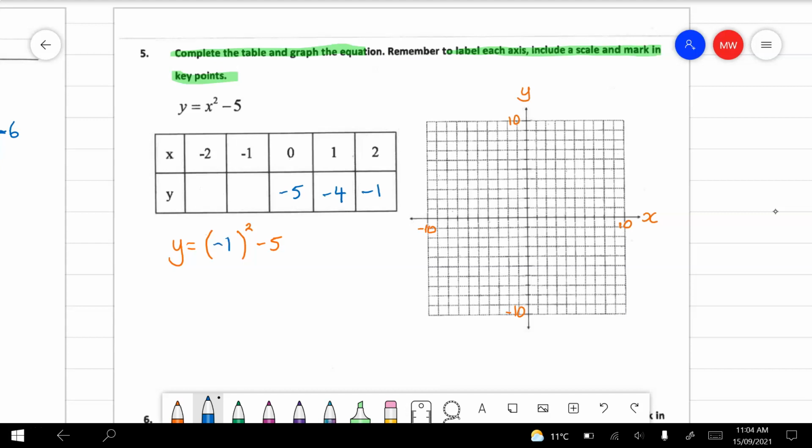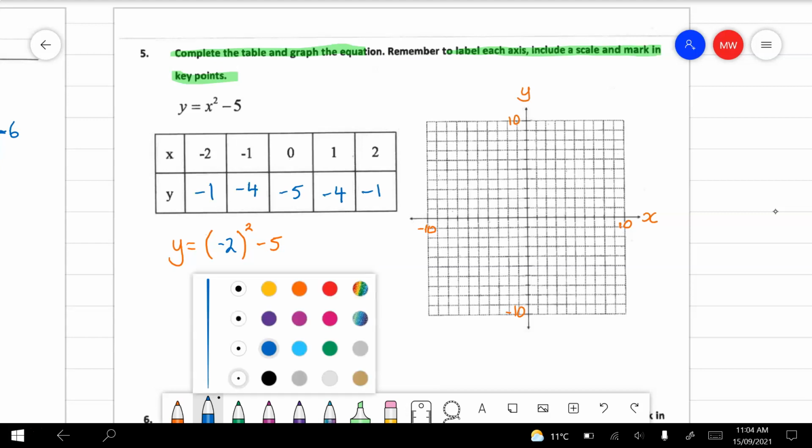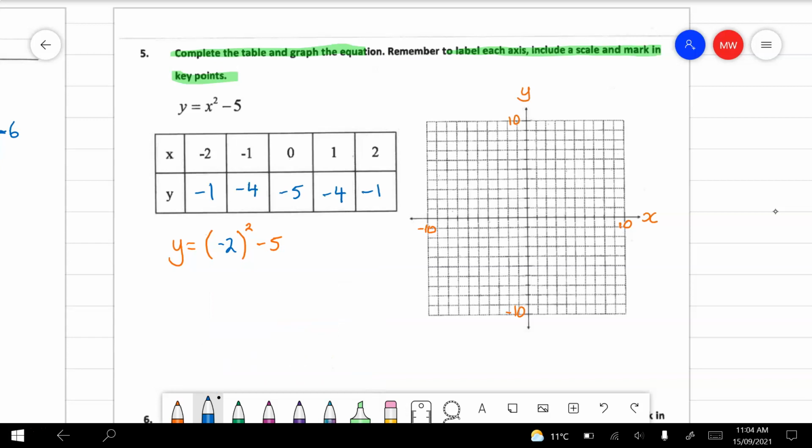But so I'm not lazy, let's put in minus 1. Minus 1 squared is 1, and 1 minus 5 is minus 4. And then if we make this a minus 2, squared is 4, and 4 minus 5 is minus 1. And now all I need to do is come over onto my Cartesian plane and plot this. So I've got 0, minus 5, like we already knew when it crossed the y-axis. I've got 1 and minus 4, and I've got 2 and minus 1.